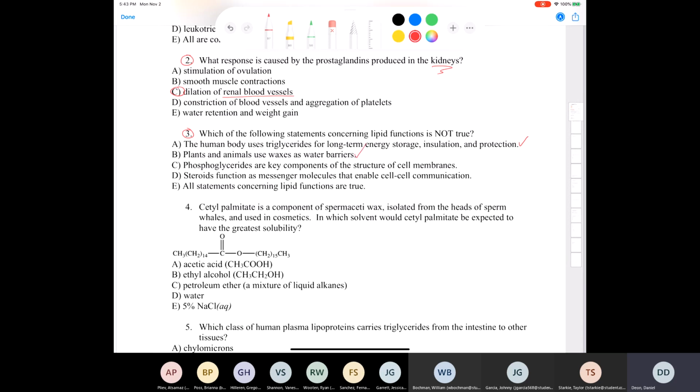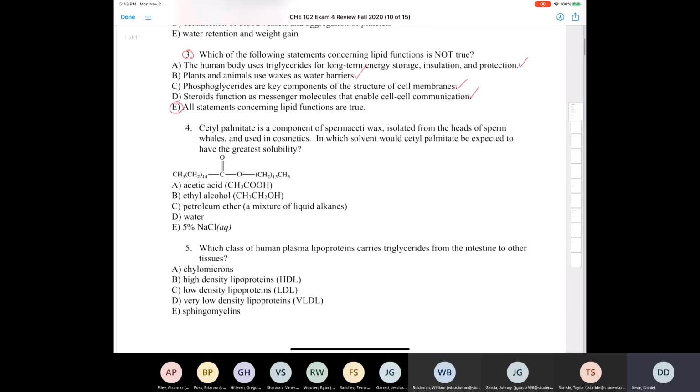The next one, phosphoglycerides are key components of the structure of cell membranes. Definitely, this is true. Phosphoglycerides are all over the place in cell membranes. Steroids function as messenger molecules that enable cell communication. We know that that is true as well. And so in fact, all of these statements are 100% true. Let's look at a question that deals with structure.